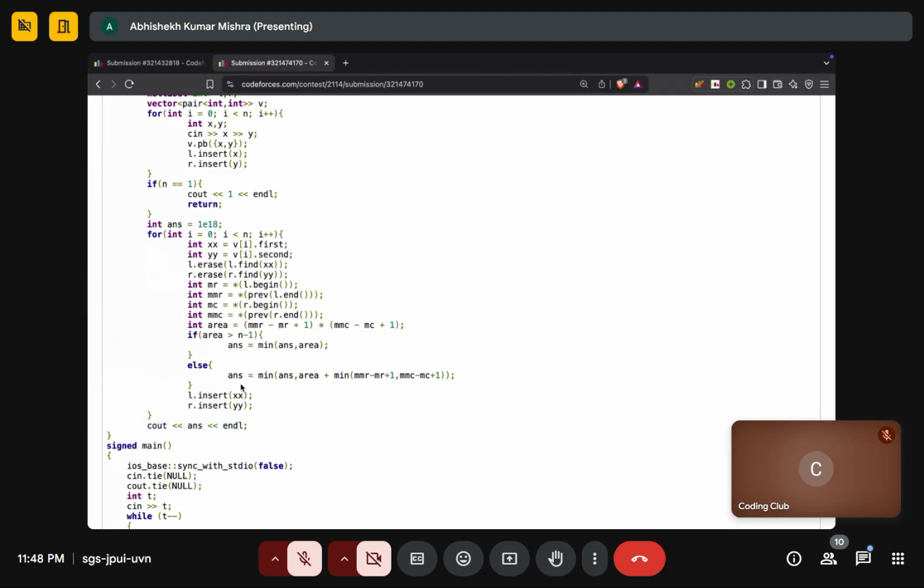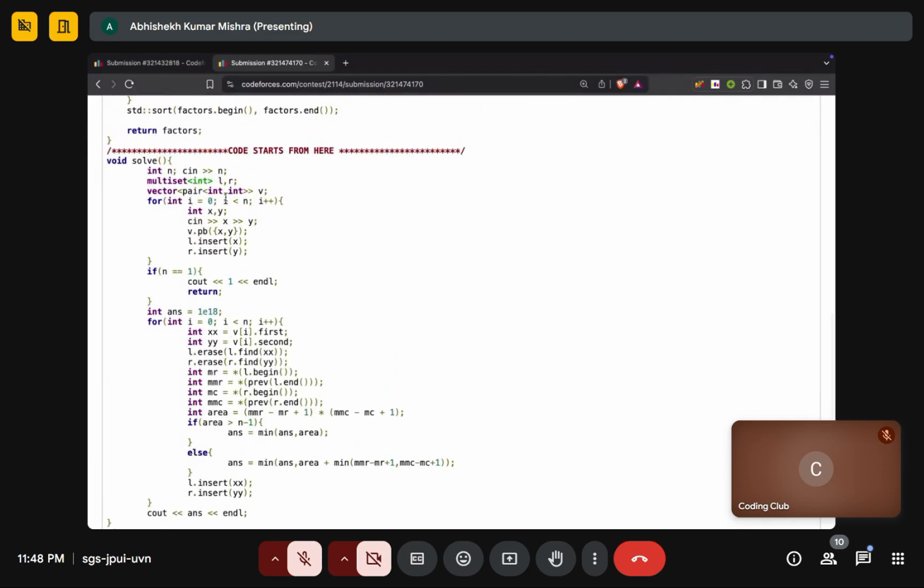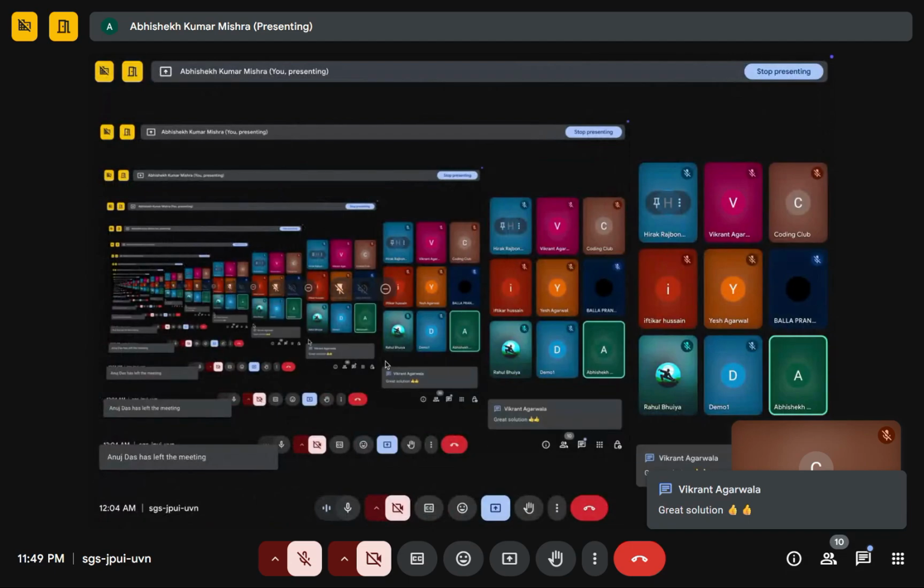So basically I am removing all the monsters one by one, and for the remaining n minus 1 monsters, I am calculating the number of cells required. If the number of cells required is greater than n minus 1, it means there is already an empty cell, so we don't require any extra cell for the monster that we have left out. But if it is exactly n minus 1, then we require some space for this monster. So either you can extend the row or you can extend the column, whichever is minimum I will extend that. So this is the logic of this question. I hope I'm clear.